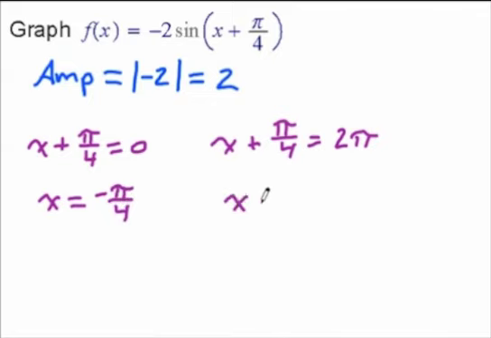Depending on how you want to write it, I usually put the translation first: negative pi over 4 plus the 2 pi. Alright, so this graph is going to start pi over 4 to the left, and it's going to finish pi over 4 short of the regular 2 pi. Alright, so now we can set up a little table.